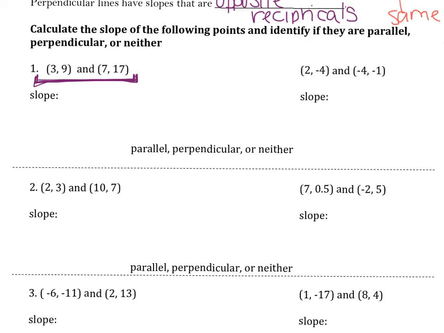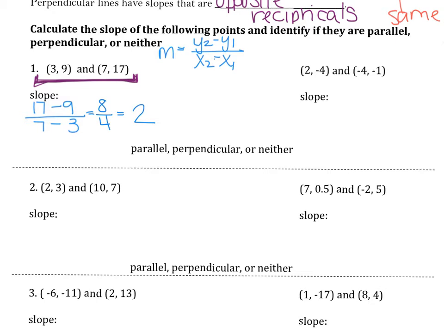In this first one, to find the slope, we're going to use this formula: m equals y2 minus y1 all over x2 minus x1. So I'm going to write 17 minus 9 all over 7 minus 3. On the top, 17 minus 9 is 8. In the denominator, 7 minus 3 is 4. And I'm going to reduce that to 2.